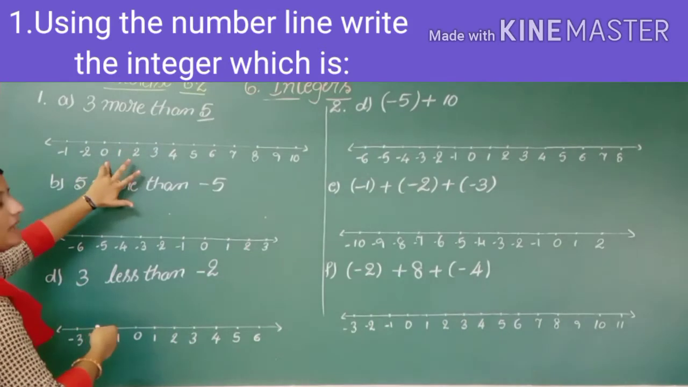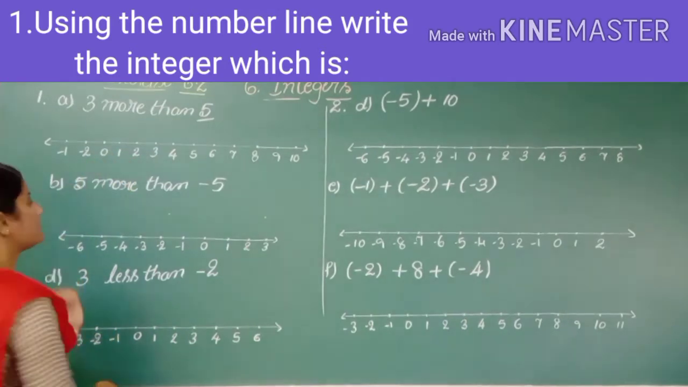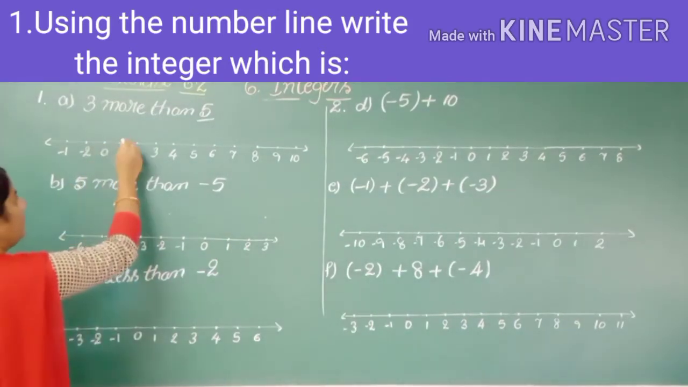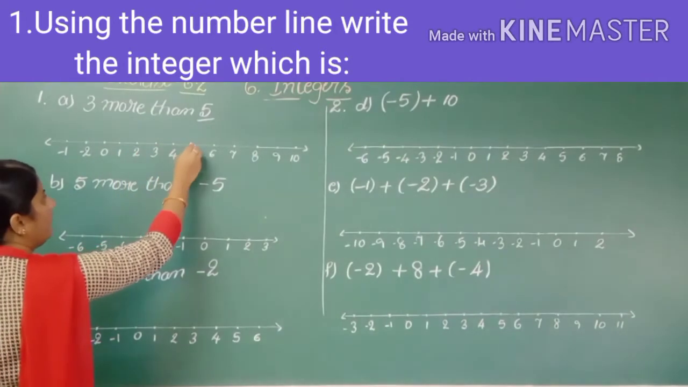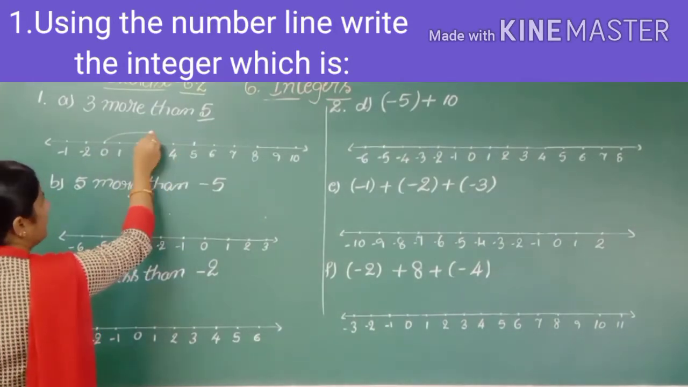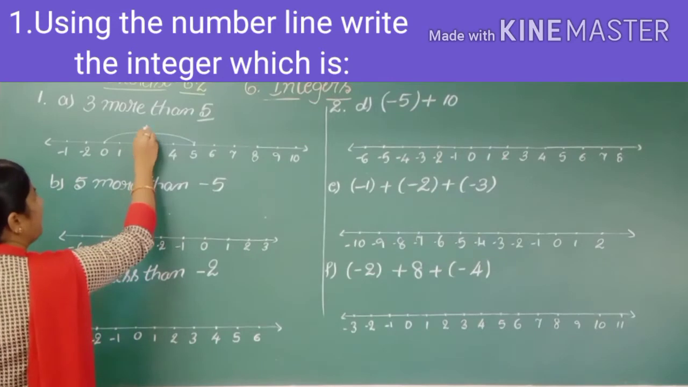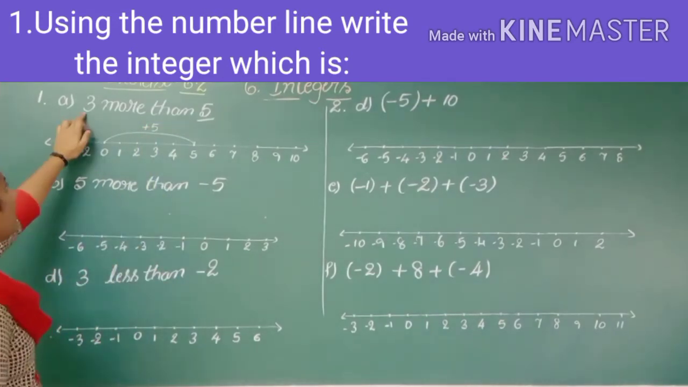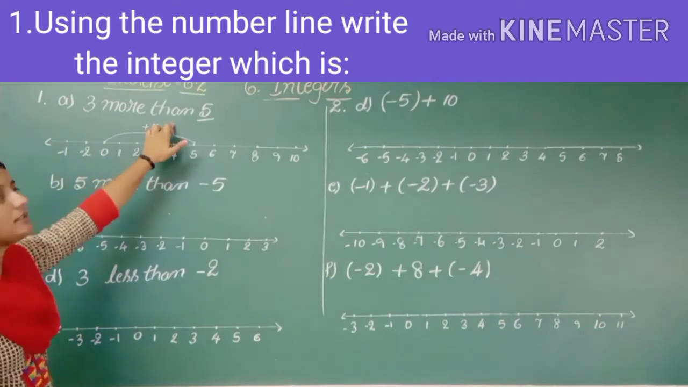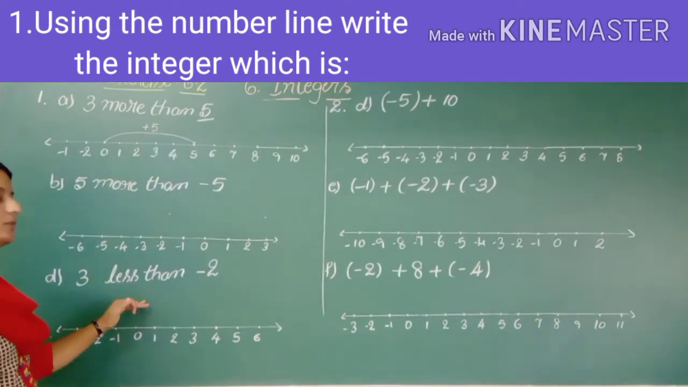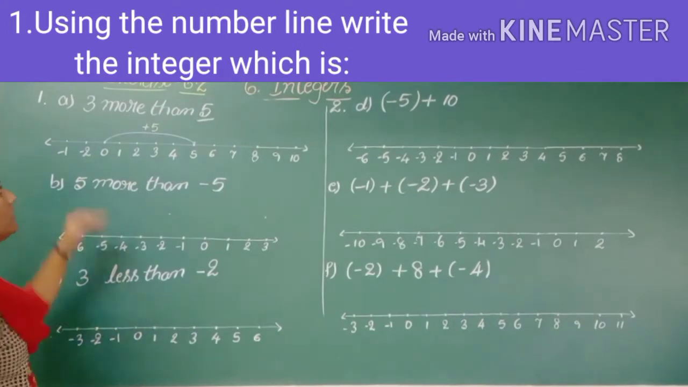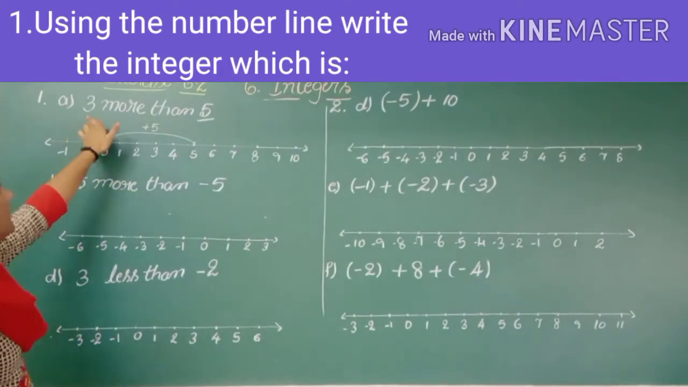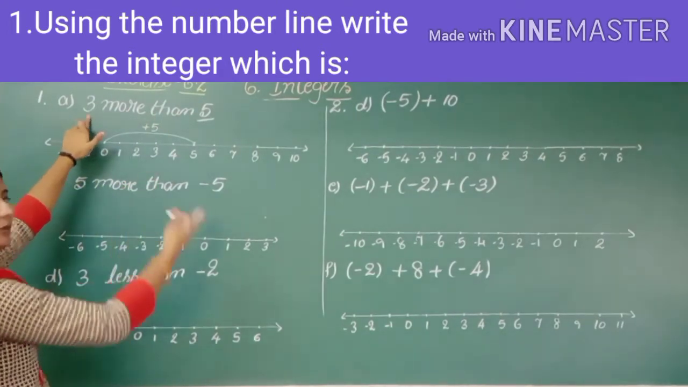How many steps do we have to move? We have to move 5 steps. Here there is 0, 1, 2, 3, 4, 5. It is plus 5. Then after that again we have to add. More than means we have to add. Less than means we have to subtract. So 3 more than 5, so again we have to add 3.